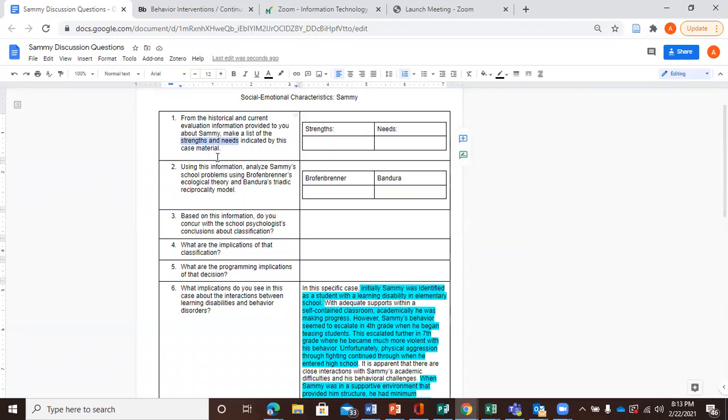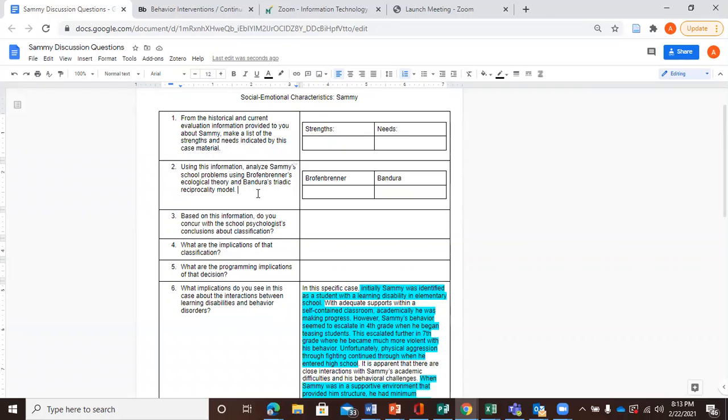Again, with this type of assignment, it's better to be able to do multiple strengths and needs. So again, it's asking for strengths and needs. The key is that it's plural, it's not singular. So if you only put one strength and one need, I'm going to take points off. Okay, so more than one. So 2 or more would be appropriate in answering this question.